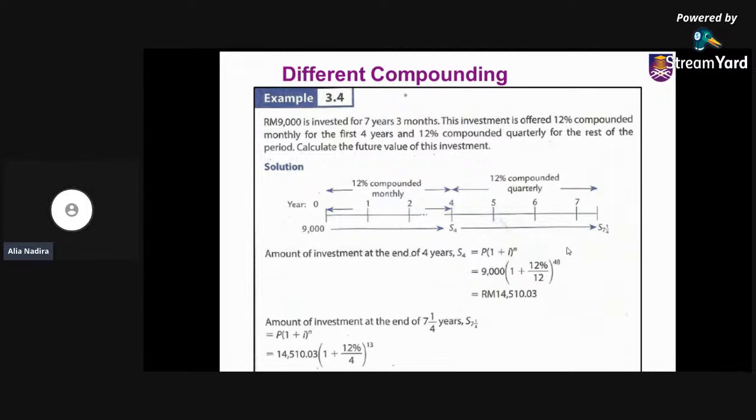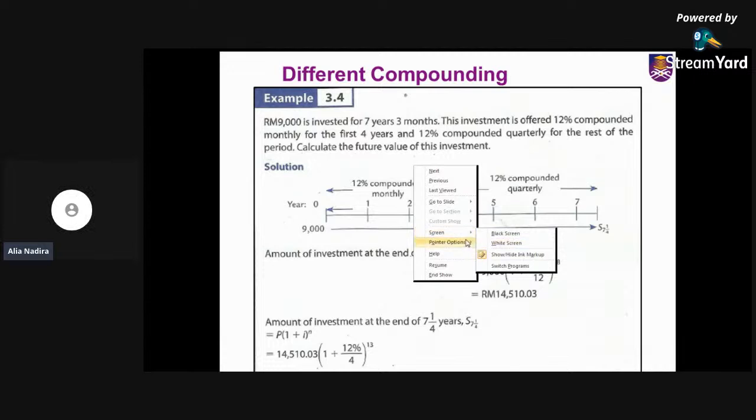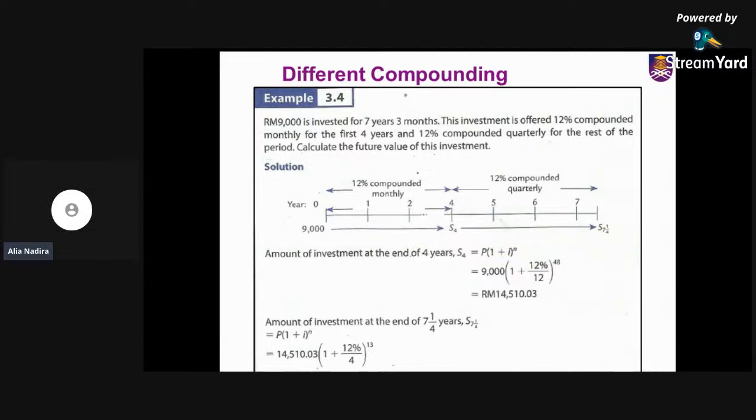Okay, so now let's look at different compounding. Here, different compounding means we have two values of M. Say in this example, we have 9,000 invested for 7 years, 3 months. This investment is at 12% compounded monthly for the first part. This one is your first M. Then compounded quarterly for the rest of the years.